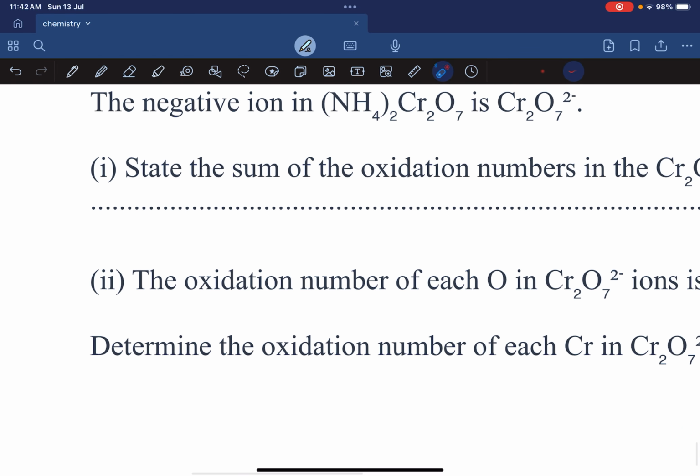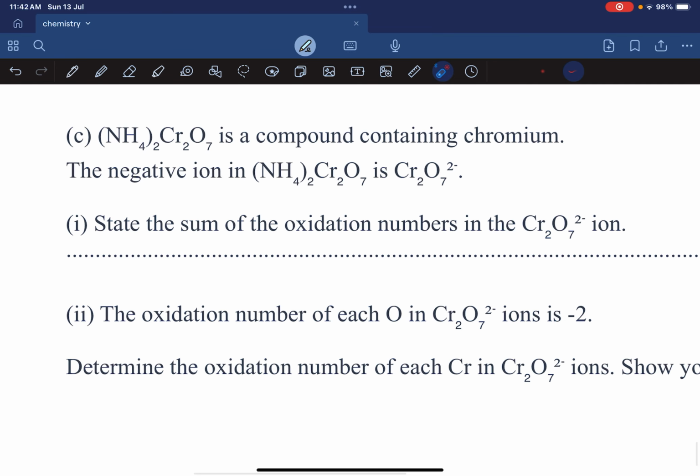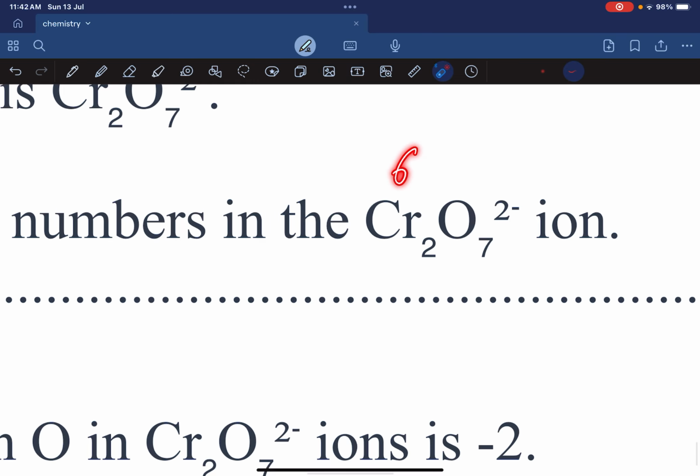State the sum of the oxidation numbers in the Cr2O7 2 negative ion. The first thing you have to do is figure out the oxidation numbers. Just by looking at it, I guess you know that chromium needs to have a 6 plus. Yes, one chromium will have a 6 plus charge. How do I figure it out?